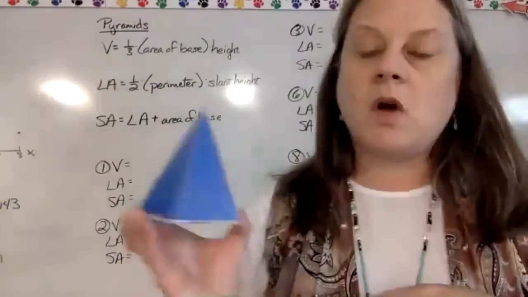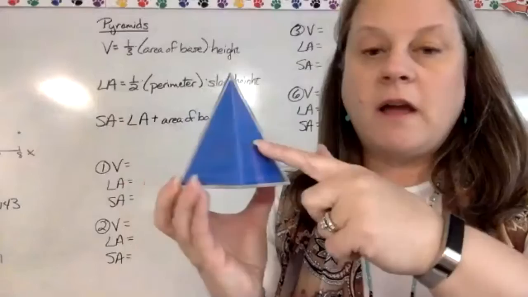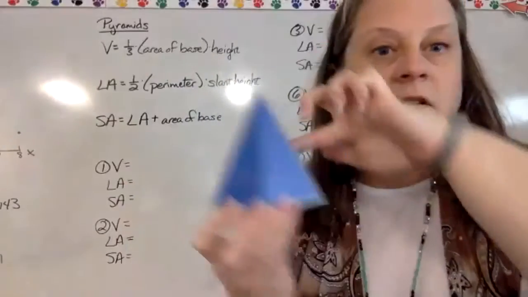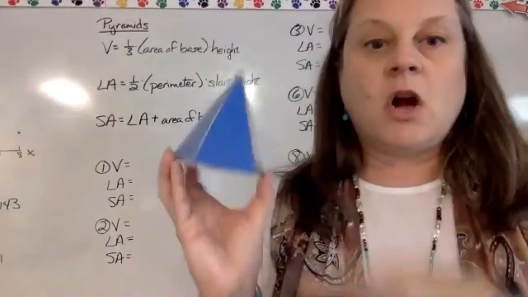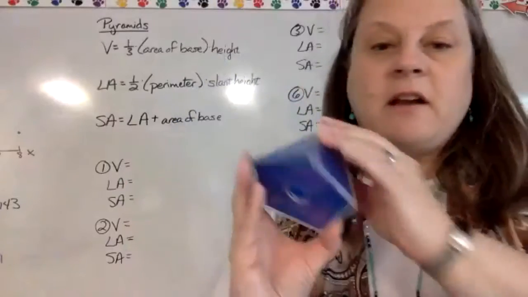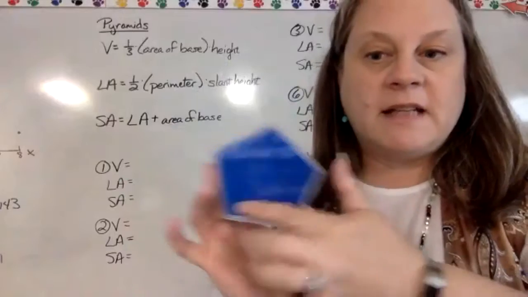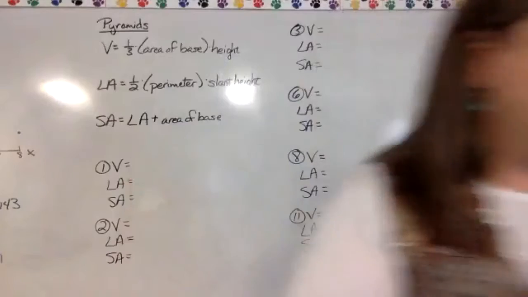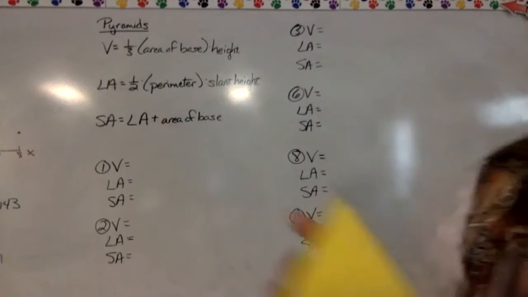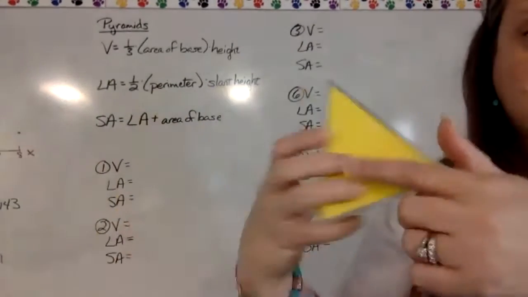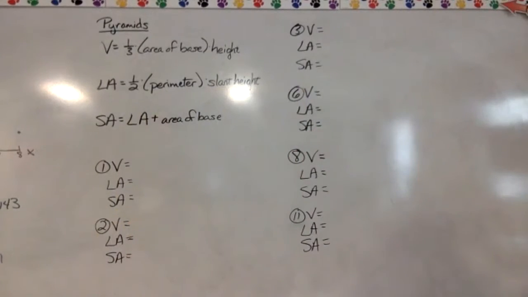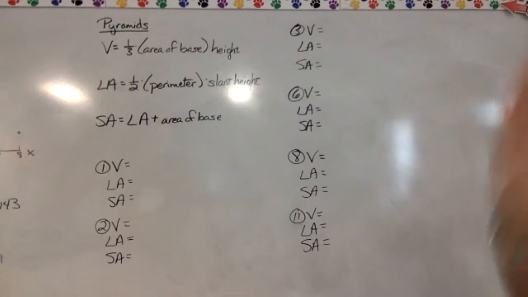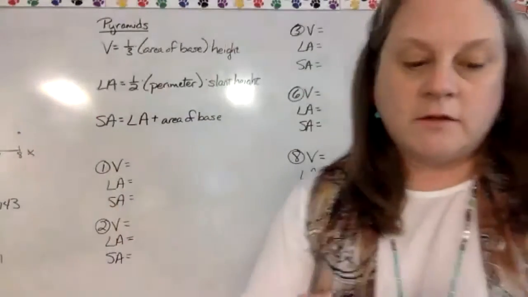Now you'll notice on our pyramids, all of the faces of the pyramid going around the lateral area are triangles. Okay, it doesn't matter how many sides I had on the bottom, each one of these faces is a triangle. Whether it's a pentagonal or a square pyramid, they still got triangles going around the sides. Hexagonal still has triangles going around the sides. So all of our lateral faces are going to be triangles.